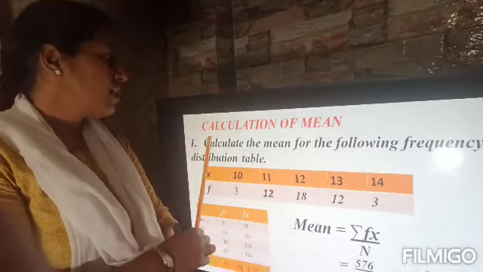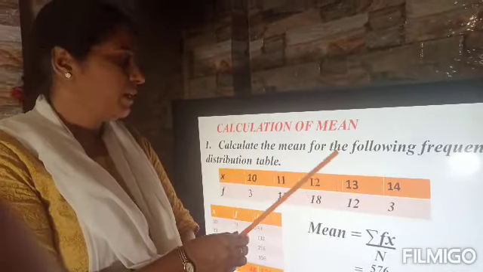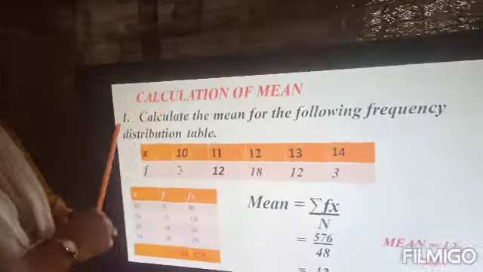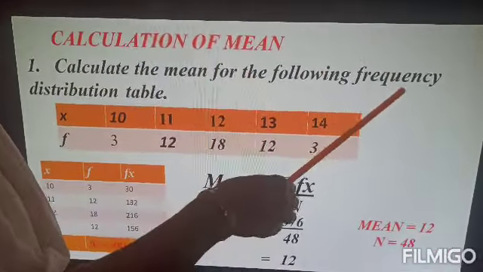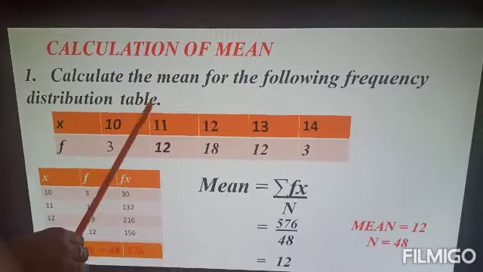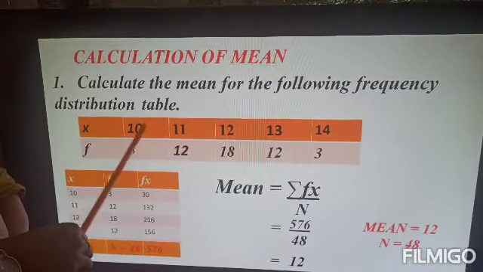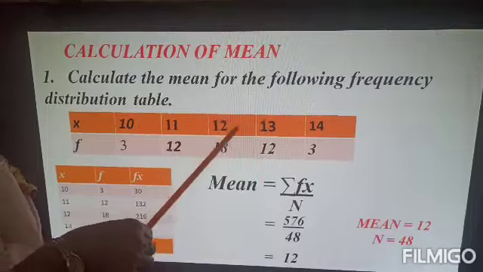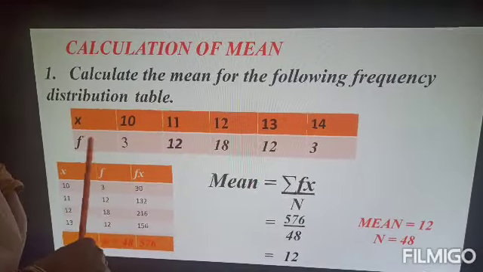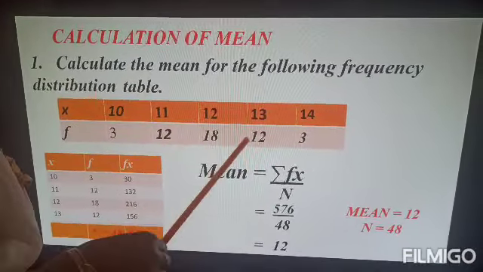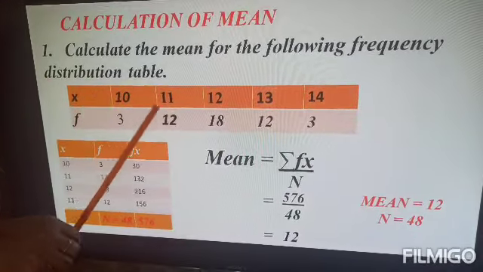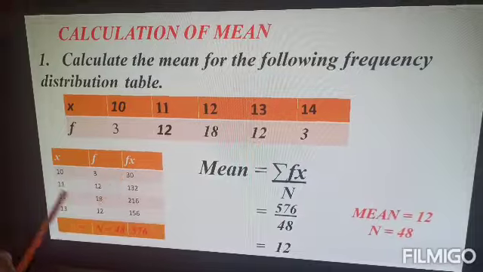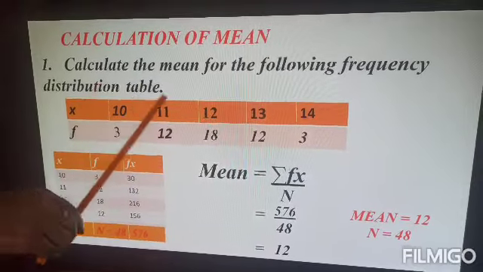Students, now I'll teach calculation of mean. See here, first example: calculate the mean for the following frequency distribution table. Given here, scores 10, 11, 12, 13, 14, frequencies 3, 12, 18, 12, 3. Now I have to form a table from this question.